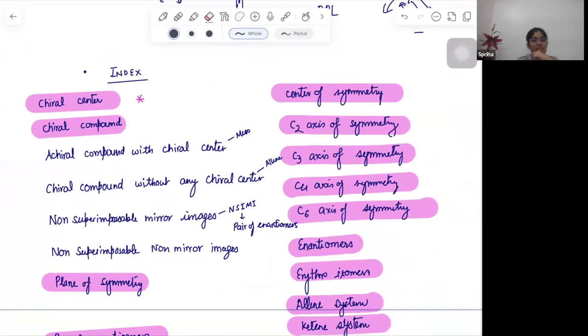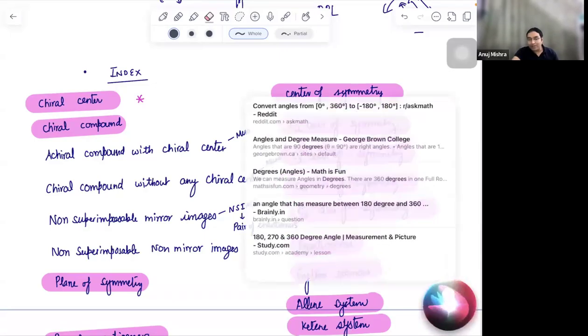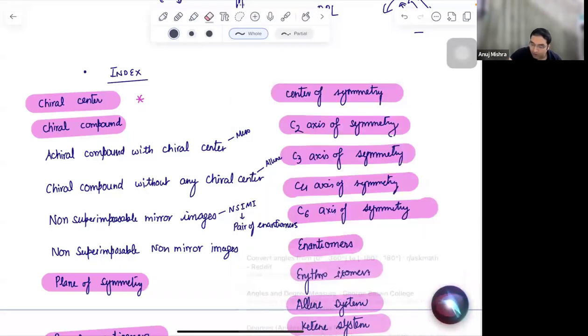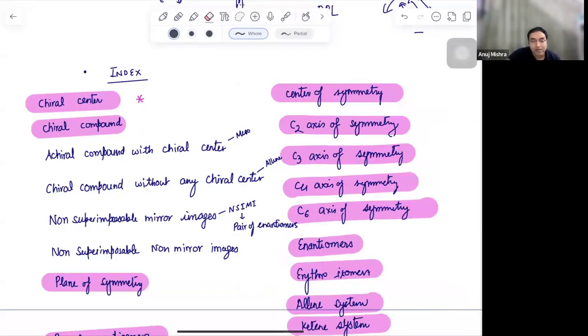Center of symmetry we know. C2 axis we know. C2 axis means 360 by 2, basically how many degrees? 180 degrees. 360 by 180 is C2 axis. 360 by 120 is C3 axis of symmetry. All right. C4 axis, 360 by 90. C6, 360 by 60.